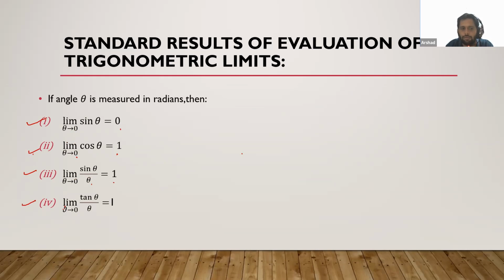Fourth is limit theta tends to 0, tan theta by theta is equal to 1. Always remember in these third and fourth formulas, this theta and this theta should be equal. Then only we will say that our answer is 1 when theta tends to 0. If these two are different, we need to do some changes and make these two angles equal. So I hope everyone understood this. Please note down this and confirm. Then we will try some questions on the basis of these formulas. Note down these and raise your hands once it is done.